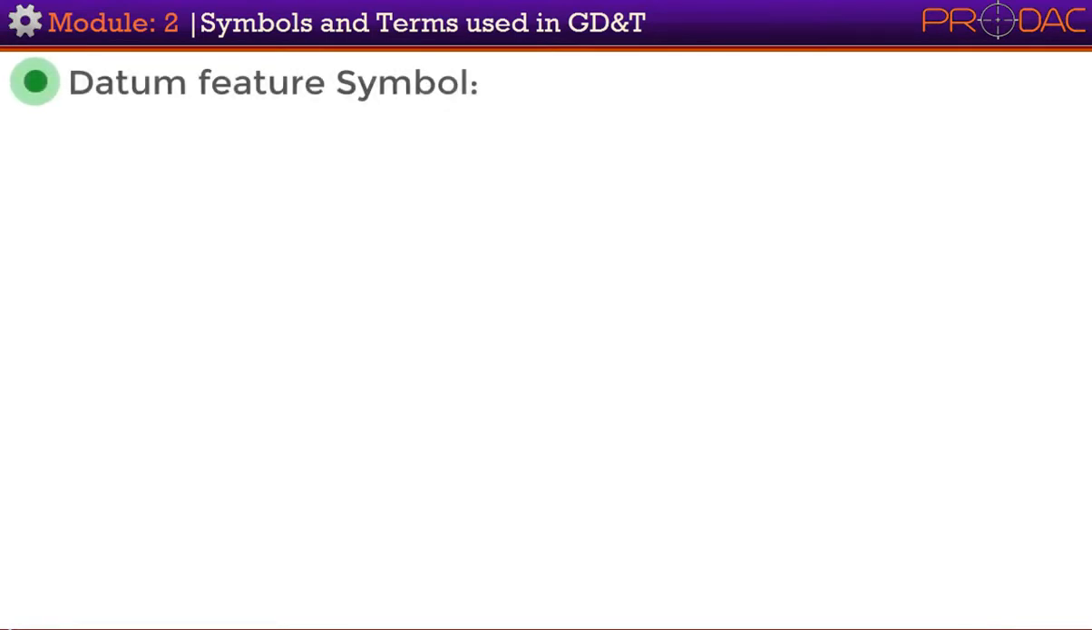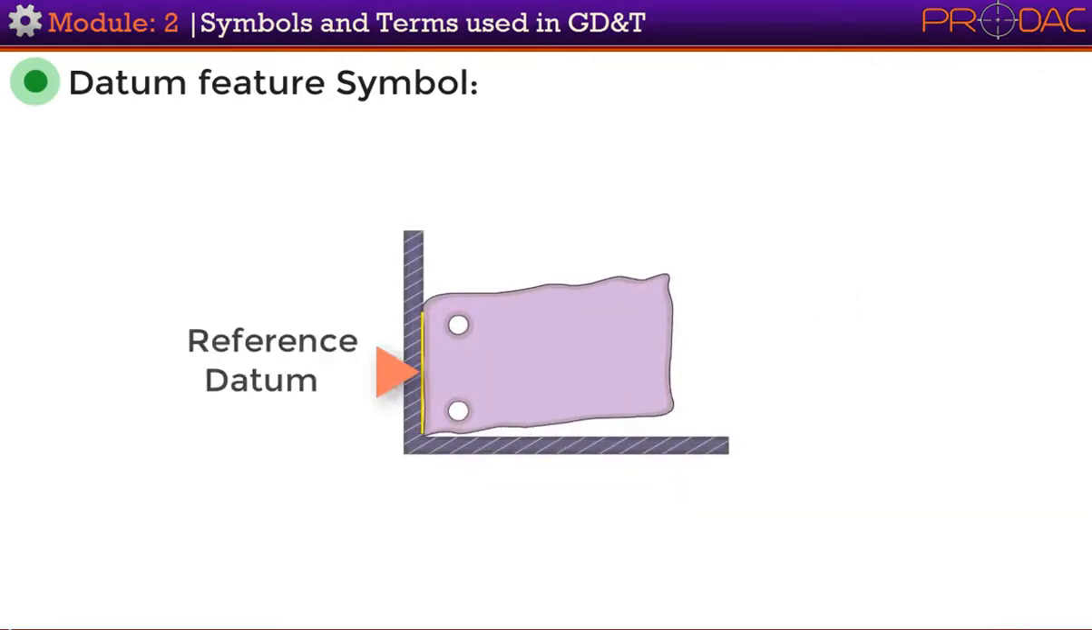Next topic in this chapter is datum feature symbol. The datum feature symbol identifies a surface or feature of size as a datum. It is represented by a capital letter enclosed in a box. Letters I, O, and Q should not be used for datum feature symbol. There are three standards to represent a datum.